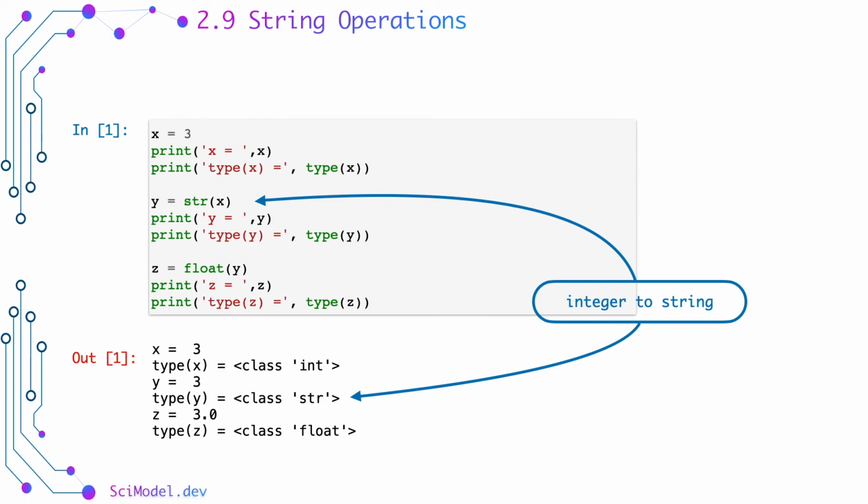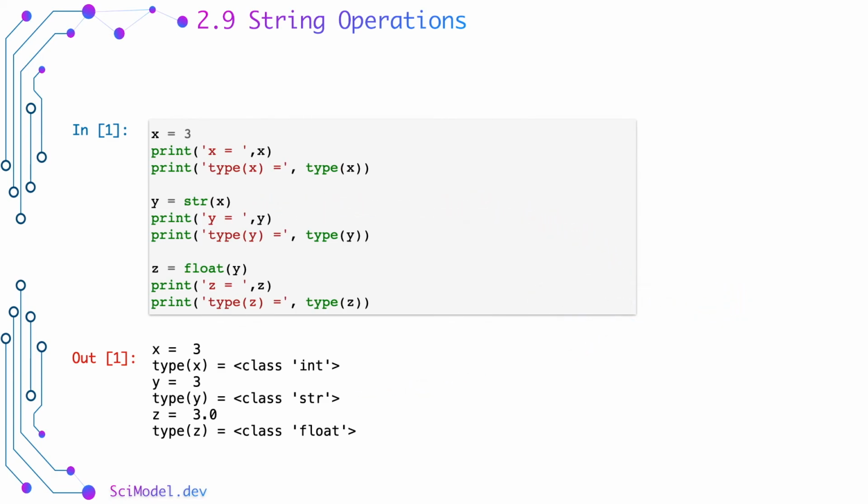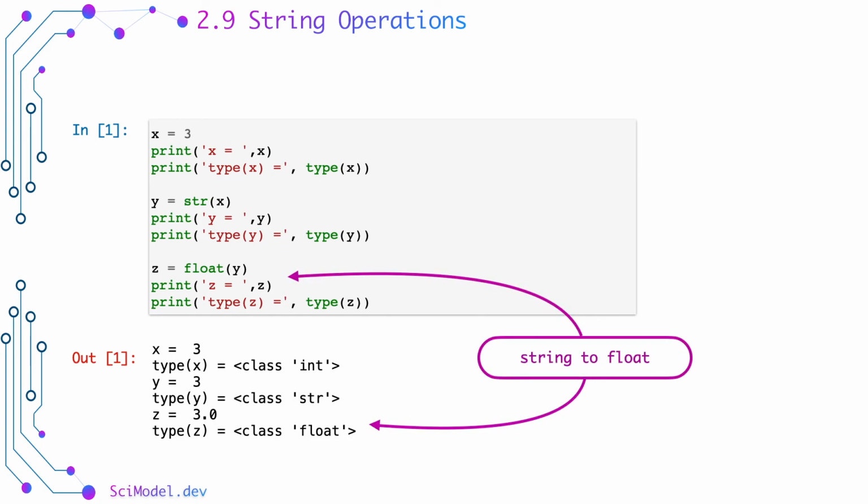Lastly, we can also convert a string value to a numerical integer or float value using the int function or float function. Here we are considering the float function as an example. You can see that the previous string value of 3 changed to a float type with 0 decimal number.